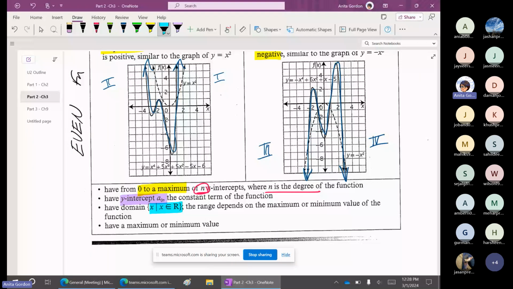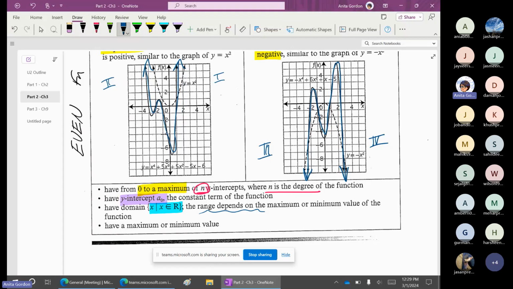Okay. Domain is going to be all reals because we can take any number and multiply it by itself. However, we cannot say anything about the range because the range will depend on the equation we have. If it's positive, then we'll have a minimum. If it's negative, we'll have a maximum. If it's up or down, then the range will change every single time we look at a function, so we can't say anything general about it. But we can say that the domain is all reals.